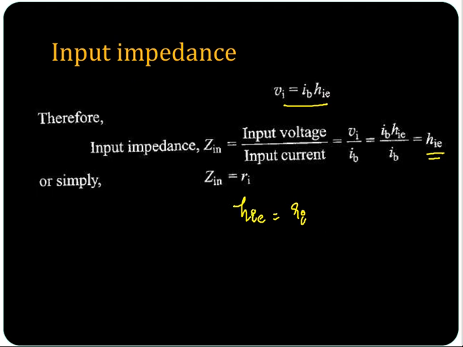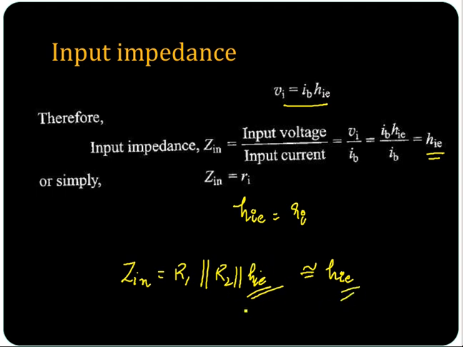Even if we consider the resistors R1 and R2 at the input, then also Zi is equal to R1 parallel to R2 parallel to HIE. But this HIE is much smaller than R1 or R2. Then again you can approximate this to HIE, because in a parallel combination the equivalent resistance will be close to the smallest value. So again, even if you consider R1 and R2 in parallel, the input resistance is HIE itself.